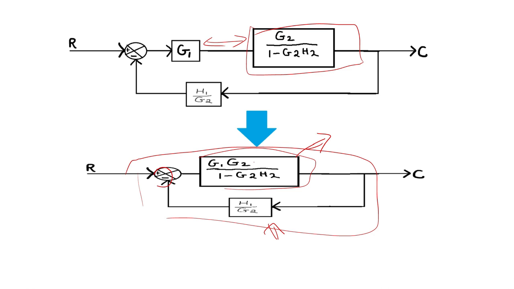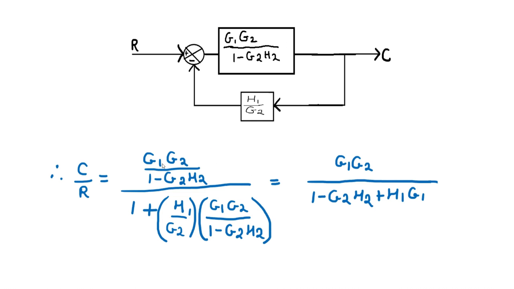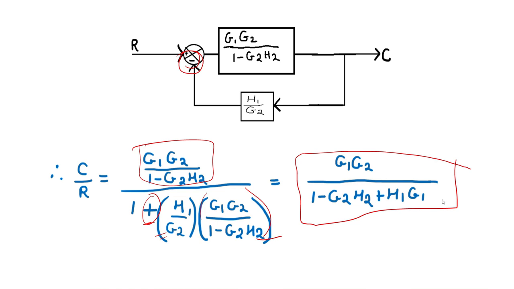But here the feedback is negative, which means in the denominator we will use a positive sign. So this is your forward path element, then upon 1 plus, because the feedback was negative, then the feedback element, which is H1 upon G2, and then again the forward path element, which is this. So after rearranging them, you will get this. So this is your answer. This is your C by R, or the transfer function of your system. So now you can see how those rules helped us in solving these questions.